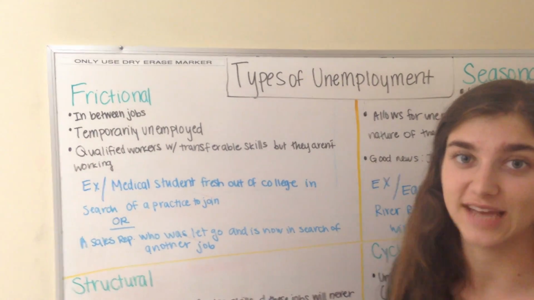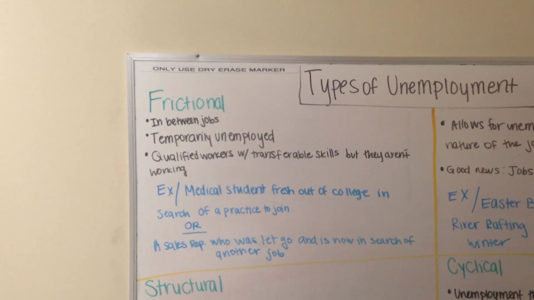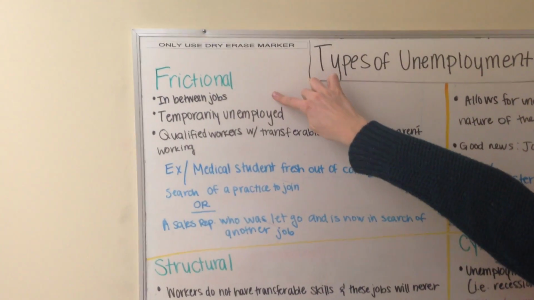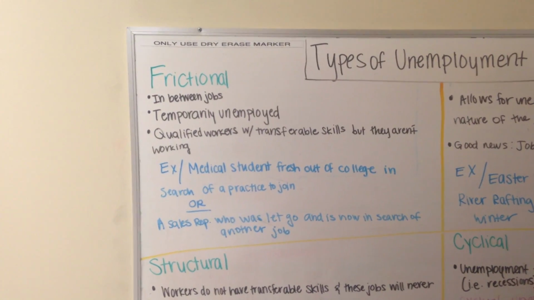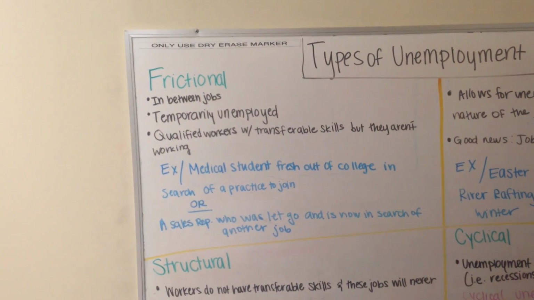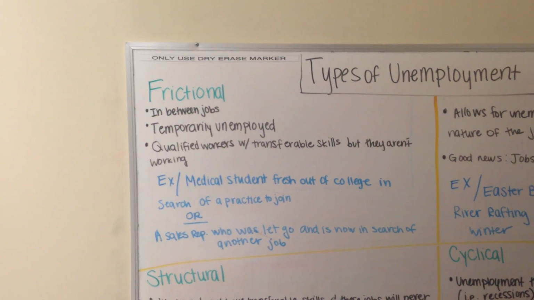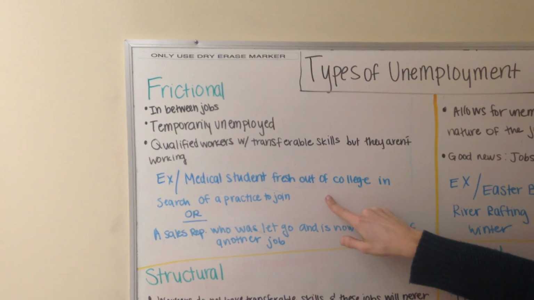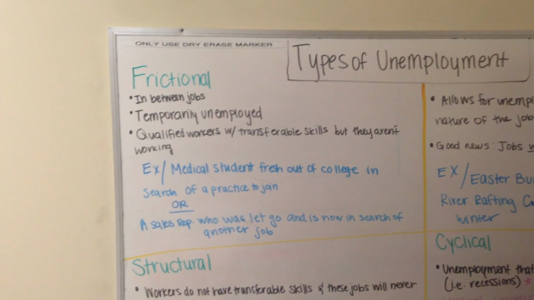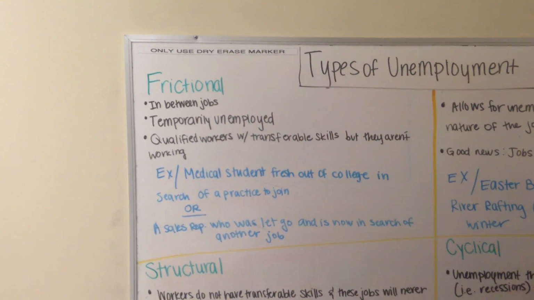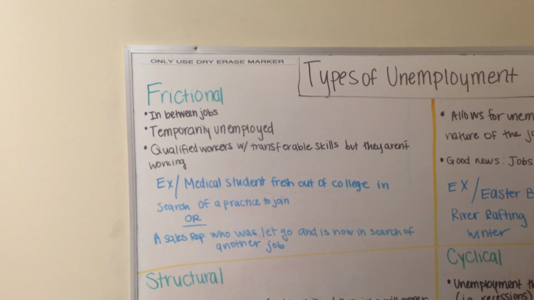So now we're going to be talking about types of unemployment. Our first type of unemployment is frictional unemployment, meaning that people are either in between jobs or they're sometimes fresh out of school in this case. They are also temporarily unemployed, as we know, but in general they are qualified workers with transferable skills and just aren't working yet. So for one of the examples, I'm going to use a medical student who's fresh out of college and is in search of a practice to join. She's kind of in that in-between stage, which we know as frictional unemployment. And another one is a sales rep who was let go and is now in search of another job.